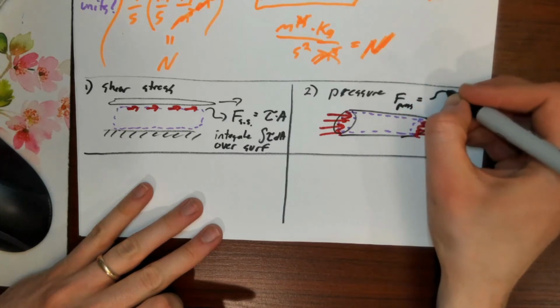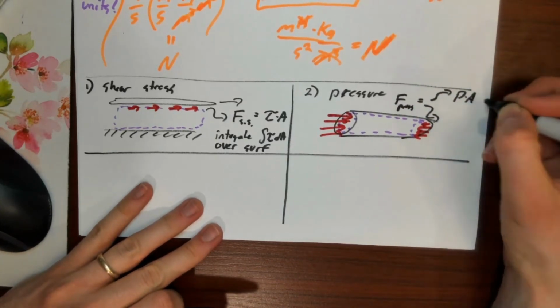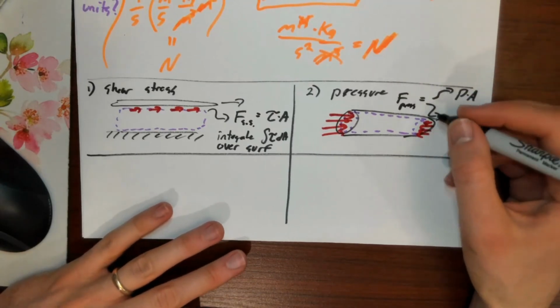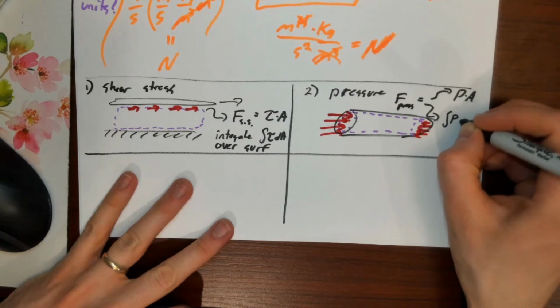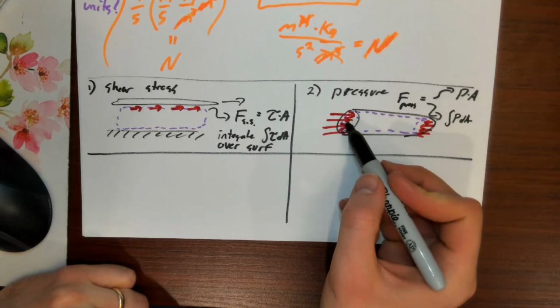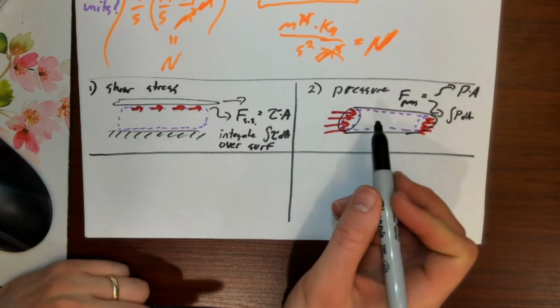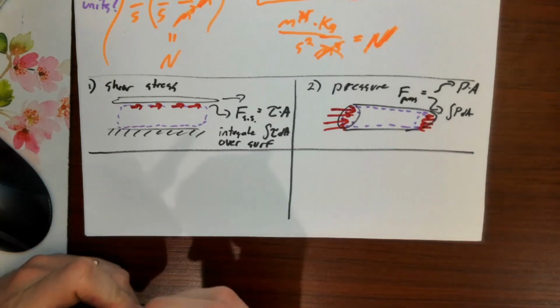it depends on whether pressure is uniform or not. If pressure is uniform, I can just multiply pressure times area. If pressure is non-uniform, then I'm going to need to integrate pressure over that surface. And by knowing that pressure acts inward on a surface and perpendicular to that surface, we can get the direction of the force associated with that.